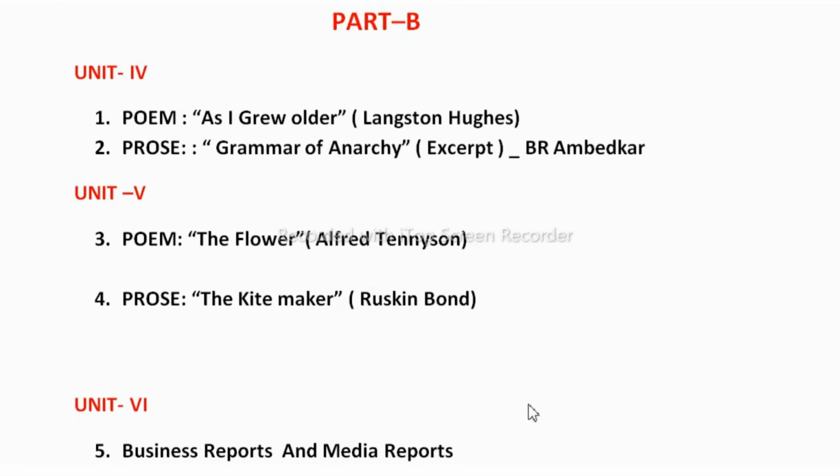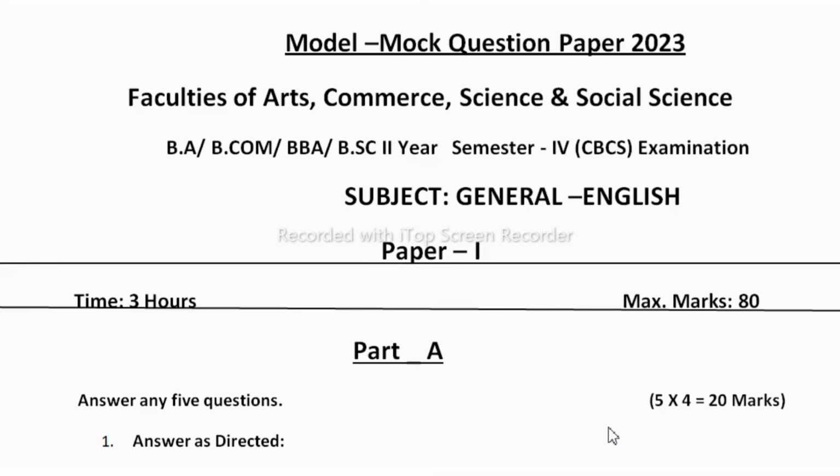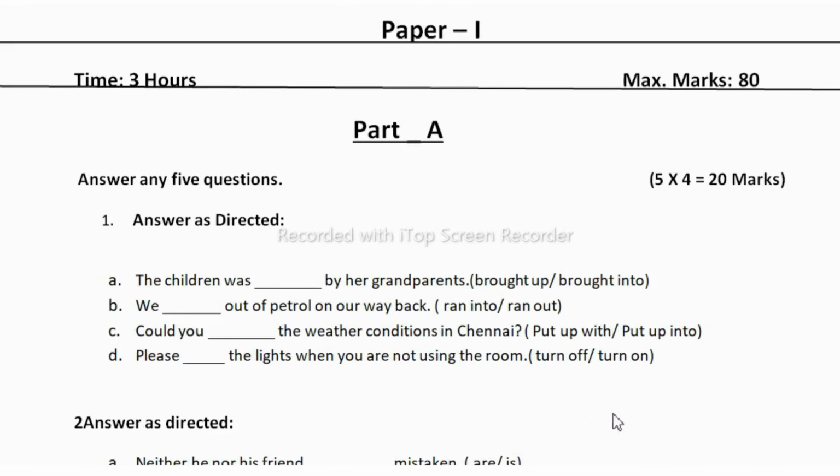So you'll be having questions from these 5 topics. There will be internal choice in it, but my suggestion is you should learn all these 4 summaries and these 2 reports, business report and media report. The business report is divided into 3: feasibility report, progressive report and evaluation report, and this media report 1. So that will be a total of 4 reports. So now without wasting time, let us see our paper.